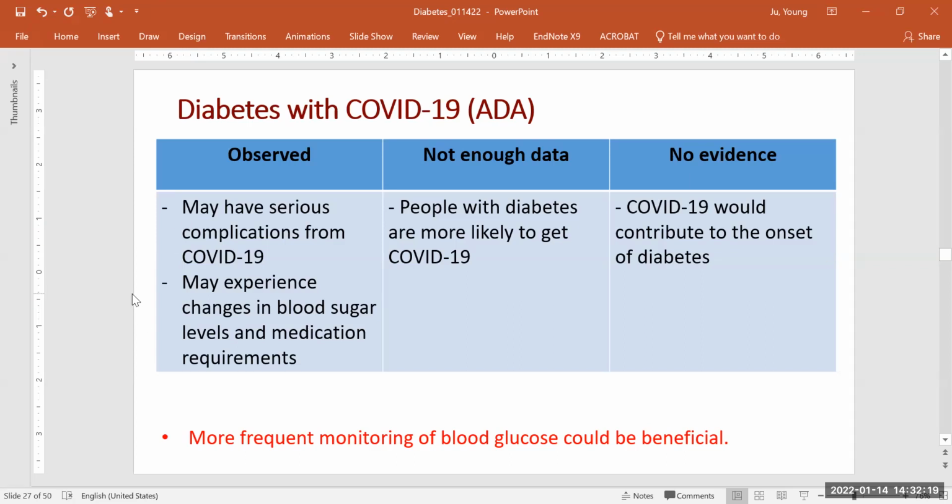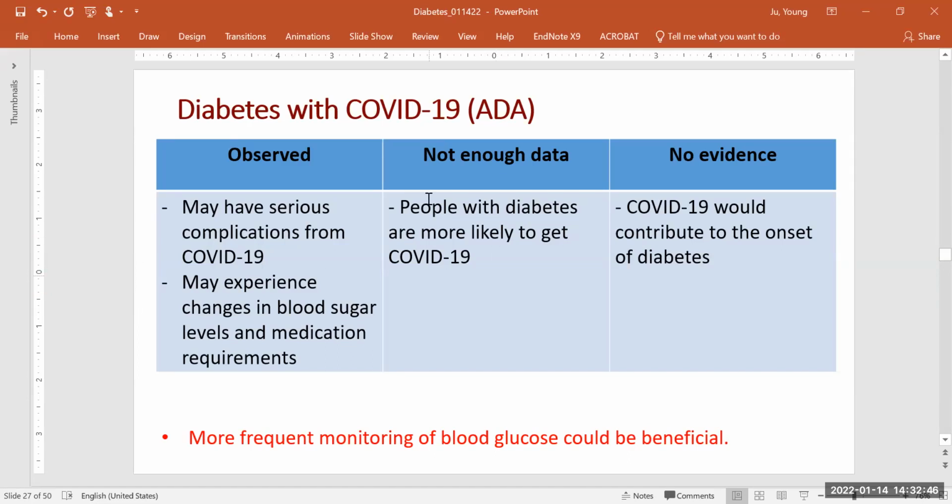Observations also suggest that patients with diabetes and COVID-19 may experience changes in their blood sugars and medication requirement. And they recommend to measure their blood sugar level more frequently. So they said it could benefit those people.